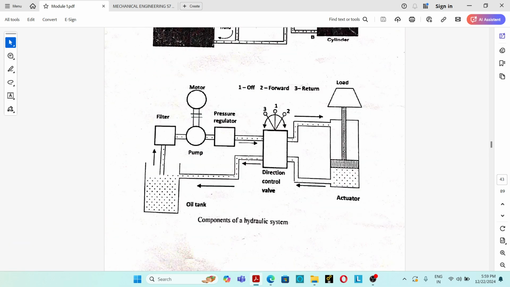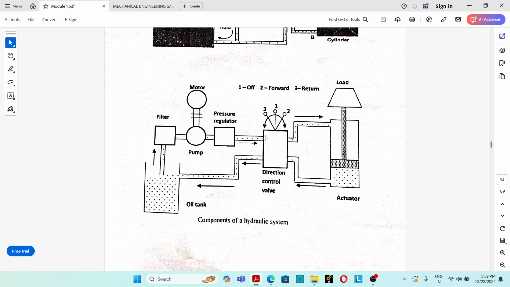See, this is a figure. In this subject, figure is very important. 50% of the mark will be awarded for the figure. So you have to draw the figure and write points. So the figure should be drawn neatly.